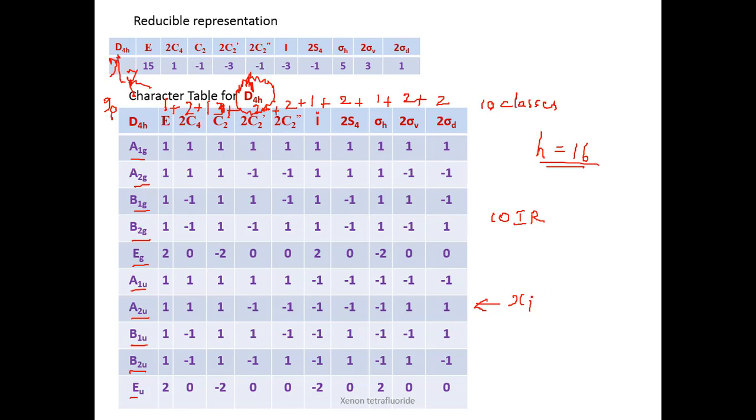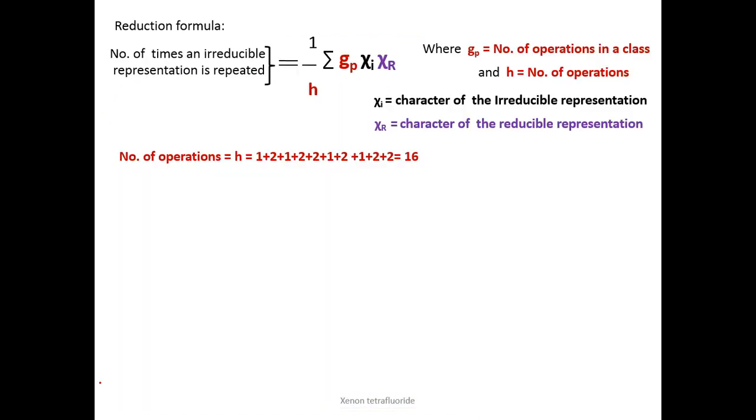During reduction we will be using the formula here to find out the number of times an irreducible representation is repeated. It will be equal to 1 by h summation gp chi i chi r, where gp is the number of operations in a class, h is the number of operations, chi i is the character of irreducible representation, and chi r is the character of reducible representation. Number of operations h is equal to 16.